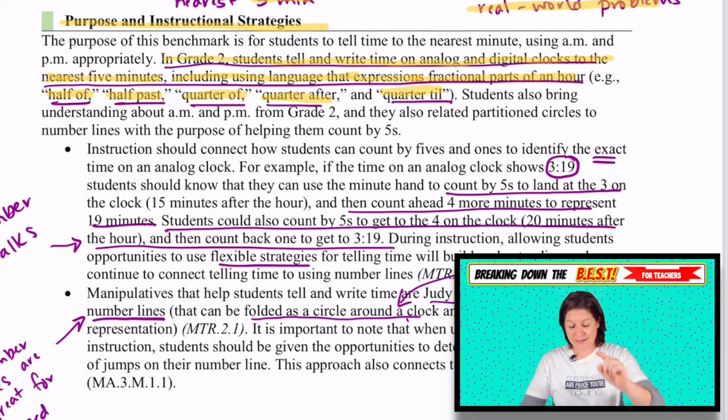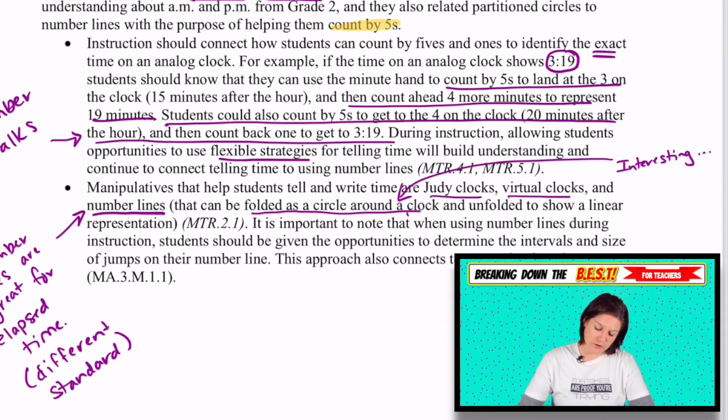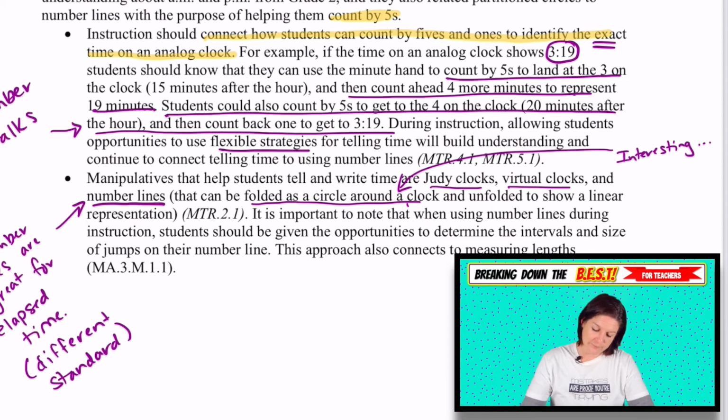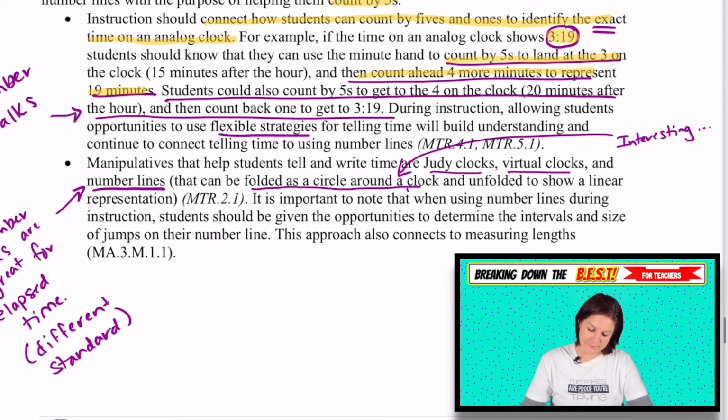You'll see in a second that I was intentional about making a video lesson dedicated to just that language, all right? We have to make sure that we connect how students can count by fives and ones to identify the exact time on an analog clock. So this is breaking down how to do 3:19. You count by 5, land on the 3, and then count ahead 4 more minutes to show 19 minutes.